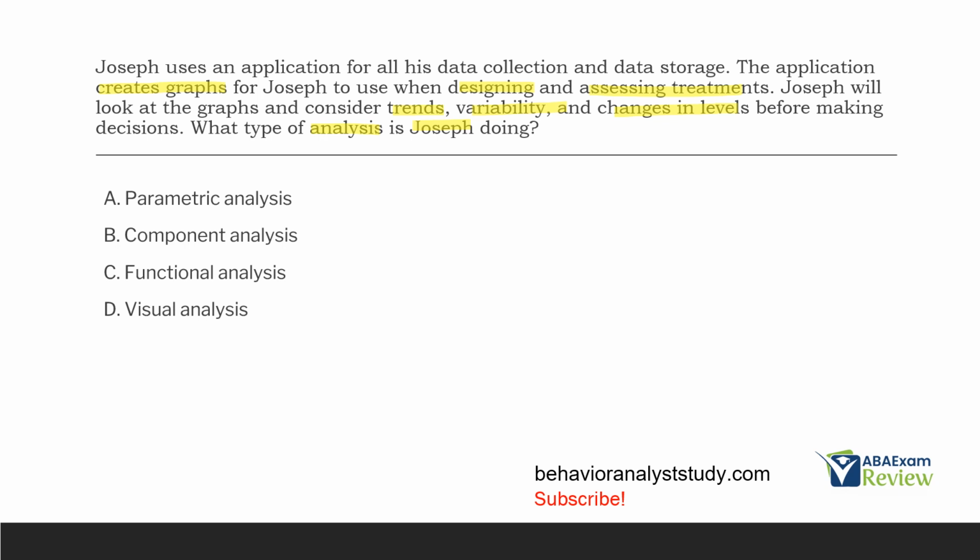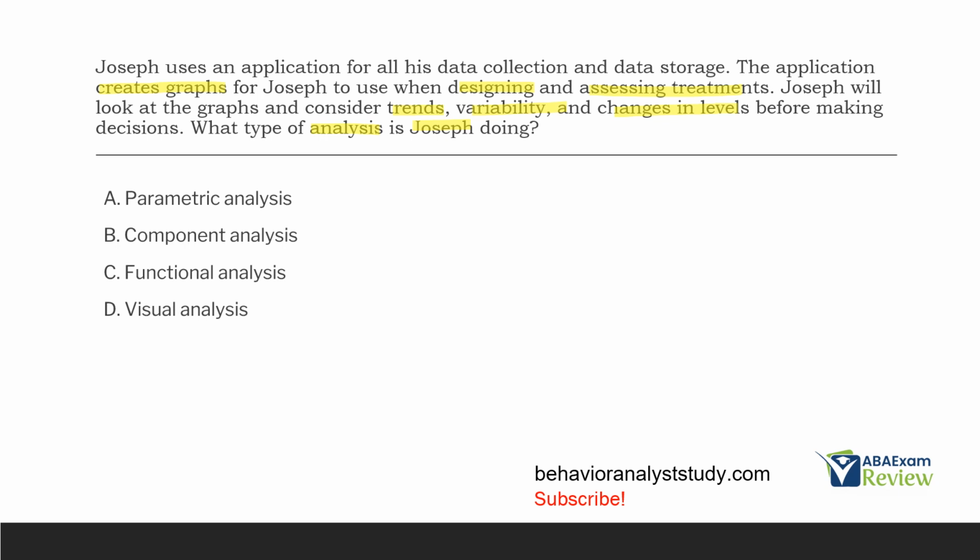What about a component analysis? A component analysis breaks down a treatment package and examines each individual treatment inside that package. Again, Joseph's not doing that. He's looking at the graphs. He's looking at the trends, the variability, and the levels of the data paths. Is he doing a functional analysis? Well, with the functional analysis, Joseph would be manipulating antecedents and consequences to determine the function of a behavior. He's not doing that either.